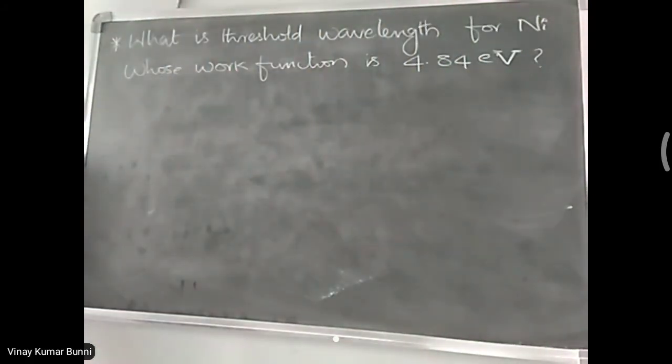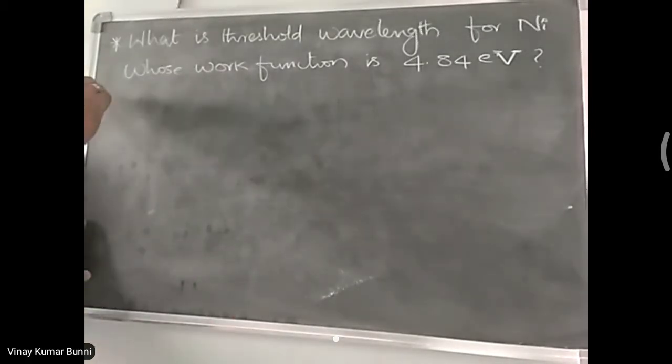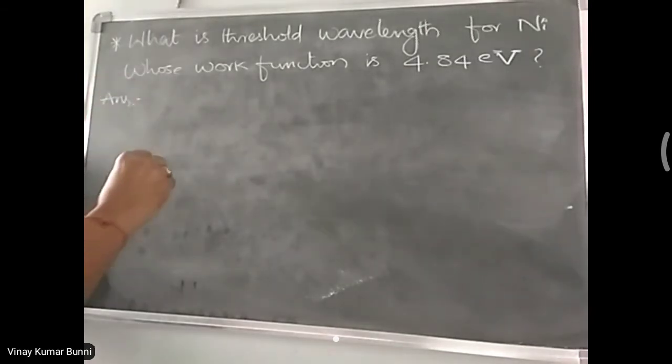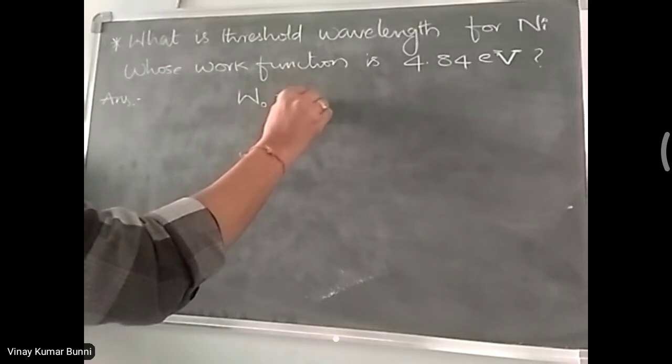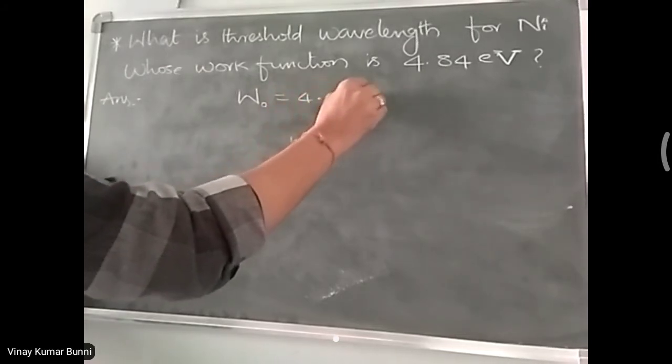So you have been asked to find the threshold wavelength, not the threshold frequency. So if a frequency term is there, you have to convert it into wavelength terminology. So now what is your answer? First, what is the given work function? W naught equal to 4.84 electron volts.